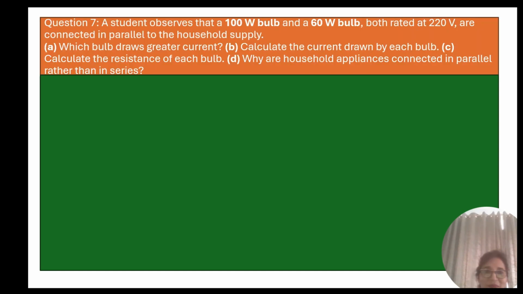Let's see question number 7. A student observes that a 100 watt bulb and a 60 watt bulb, both rated at 220 volt, are connected in parallel to the household supply. Now the question is that you need to find which bulb draws greater current. You need to calculate the current drawn by each bulb, and then calculate the resistance of each bulb. And then one question is: why are household appliances connected in parallel rather than series?